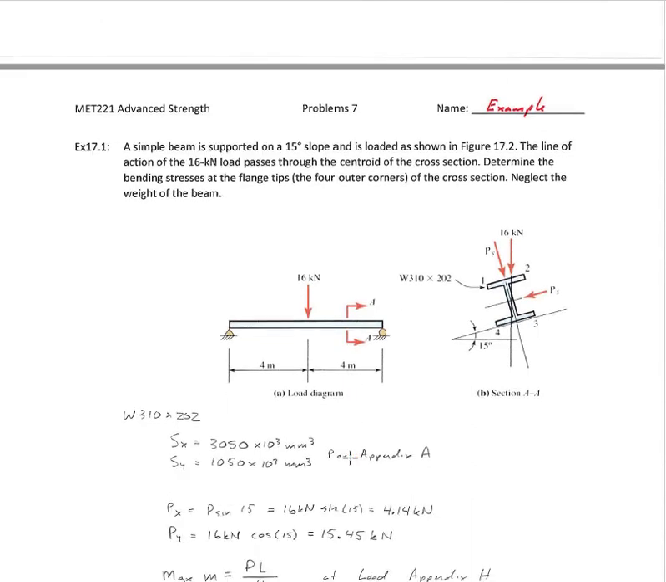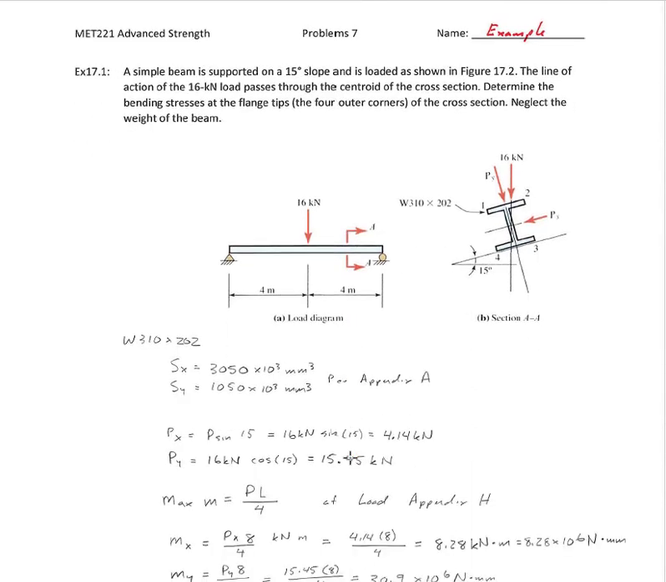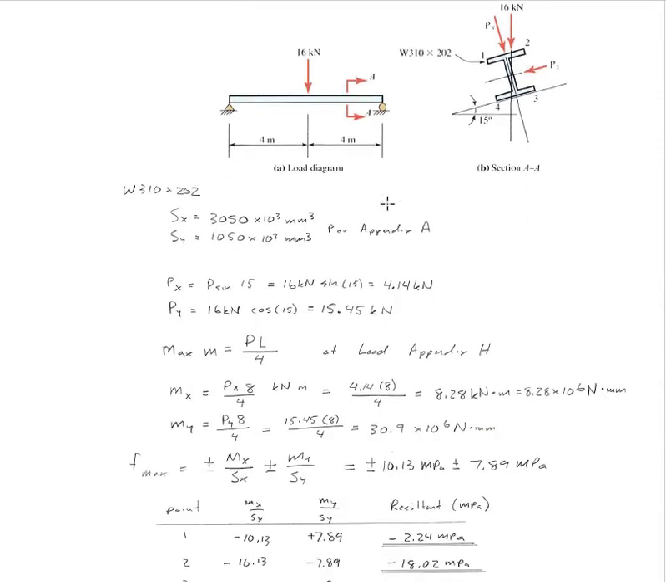Okay, so the next problem is the biaxial bending problem from chapter 17, example 17.1. We have a simple beam. The beam is actually supported on a 15-degree angle here and is loaded as shown. The line of action of the 16 kilonewton load passes through the centroid of the cross section. Determine the bending stress at the flange tips, these 1, 2, 3, and 4. Neglect the weight of the beam.